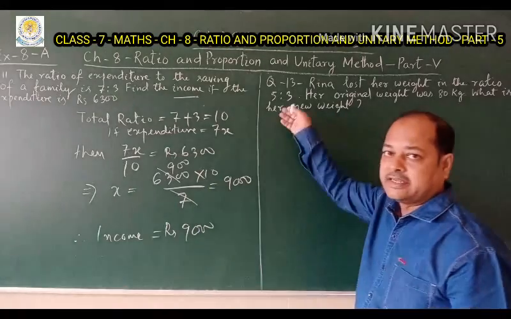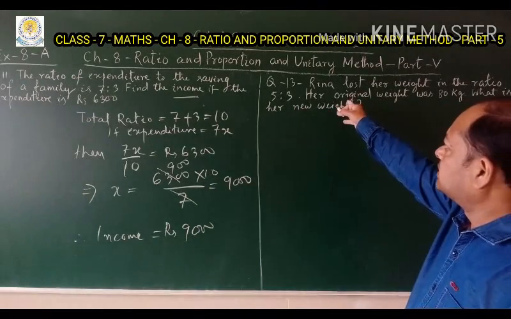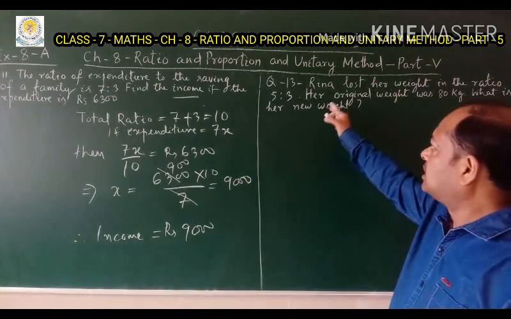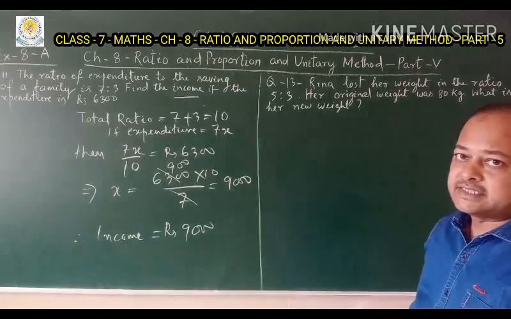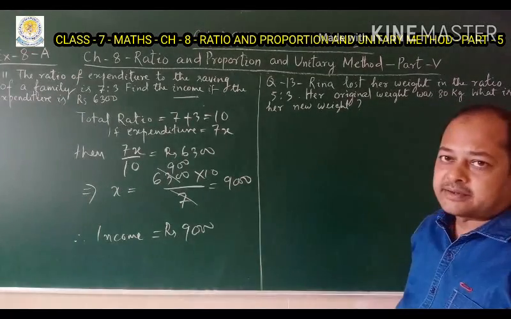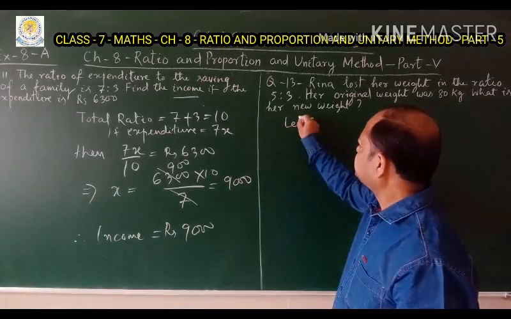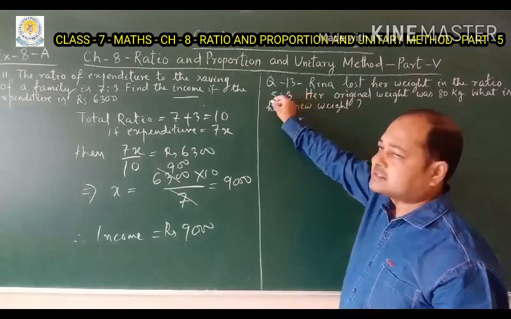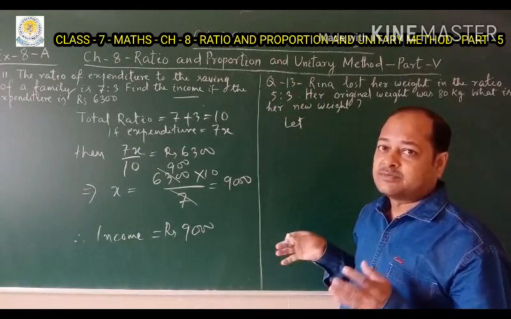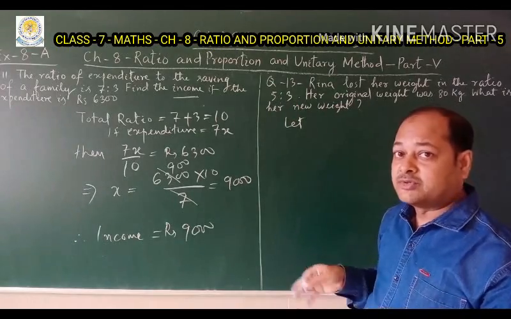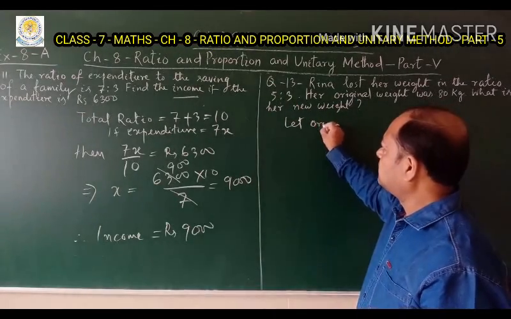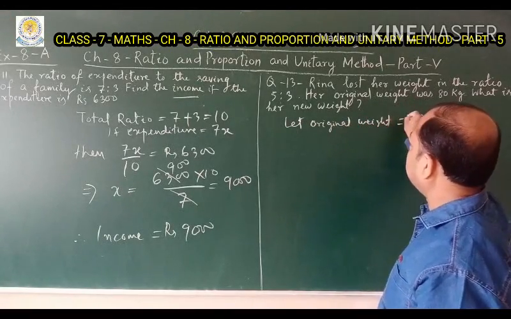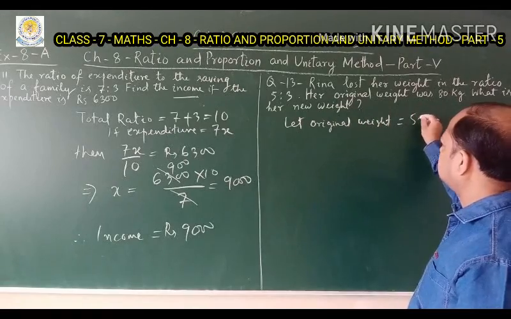Now look at question number 13. Question number 13 says that Reena lost her weight in the ratio 5:3. Her original weight was 80 kg. What is her new weight? Suppose the ratio of 5:3 is given. So 5 is original weight. Always original weight is more, because Reena lost her weight, so it will reduce. So let original weight equal to 5x or 5, it is.